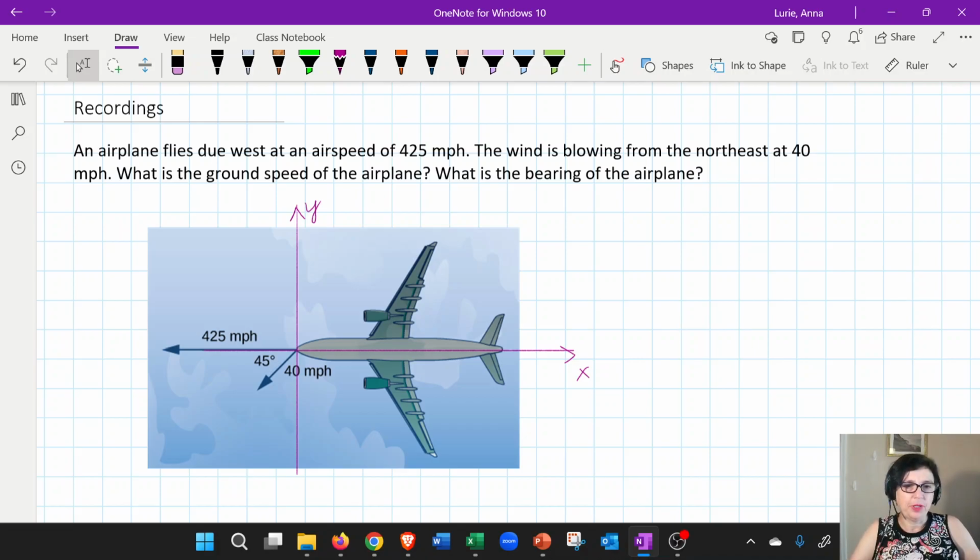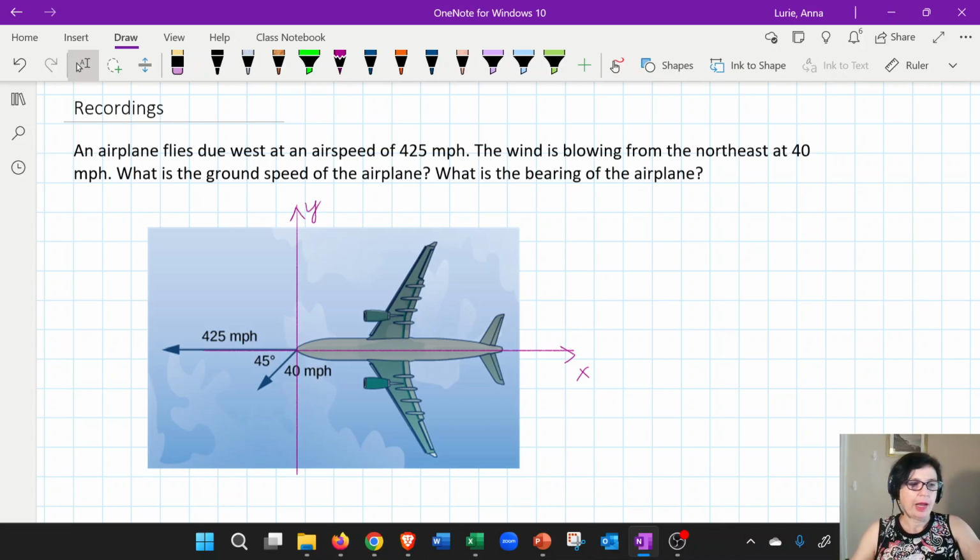Okay, guys, in this video, an airplane is flying west at the speed of 425 miles per hour, and the wind is blowing northeast at 40 miles per hour. We want to know what is the ground speed of the airplane and what is the bearing of the airplane.